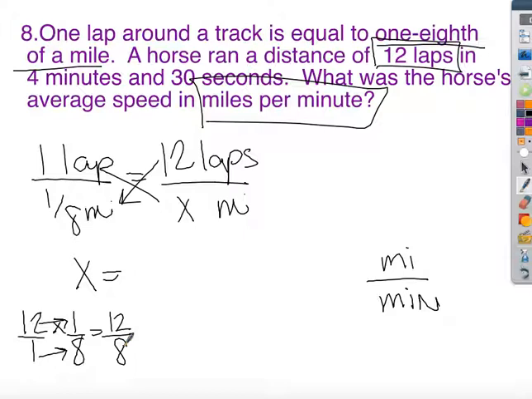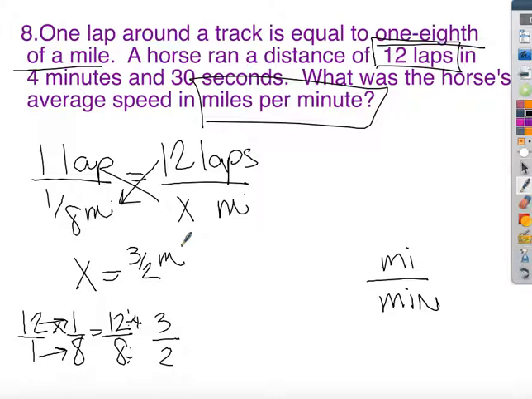Okay, what can we divide both of these by? 4. So 12 divided by 4 is 3, and 8 divided by 4 is 2. So 3 over 2 what? That's how many miles. So we know our horse ran, that's 1.5 miles if we were to simplify it.